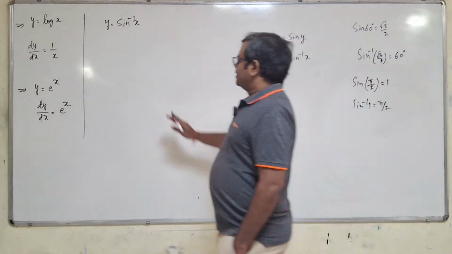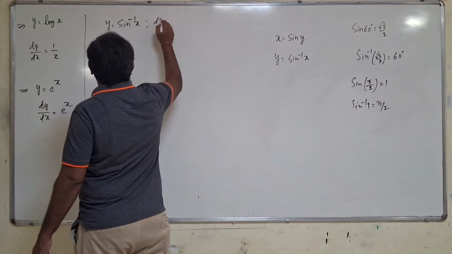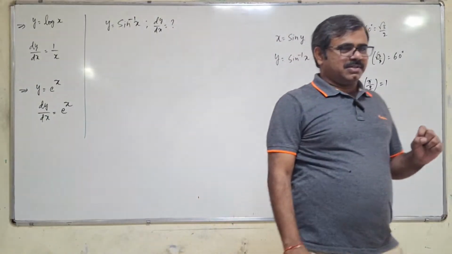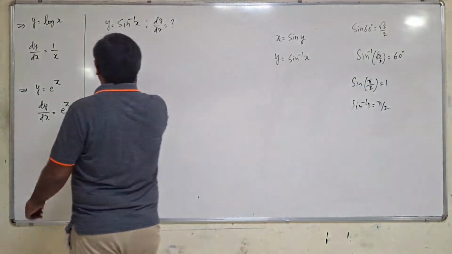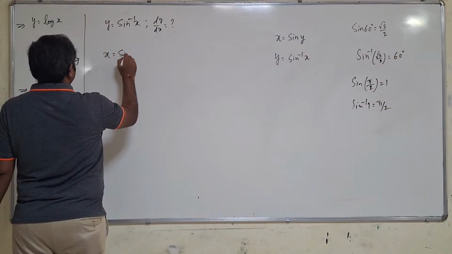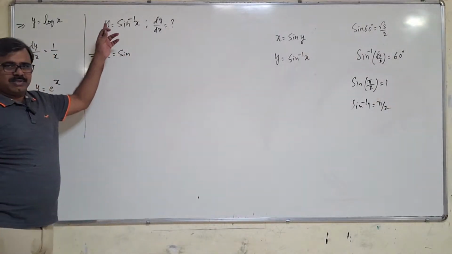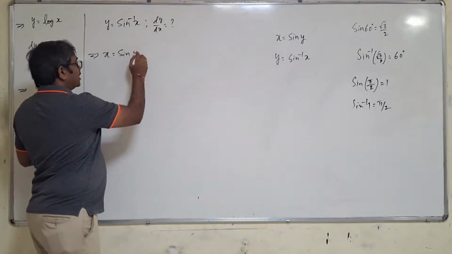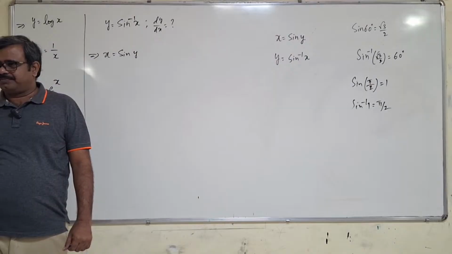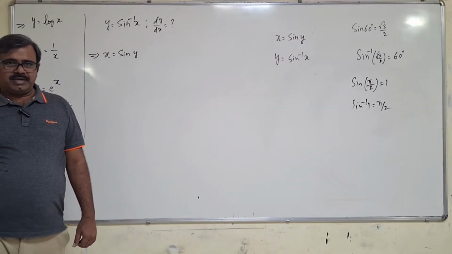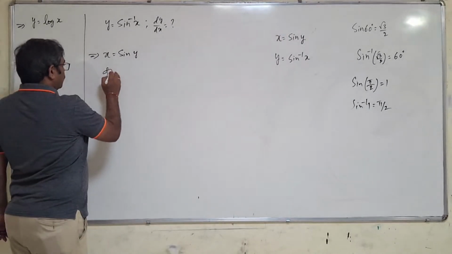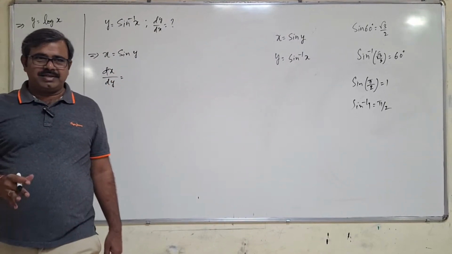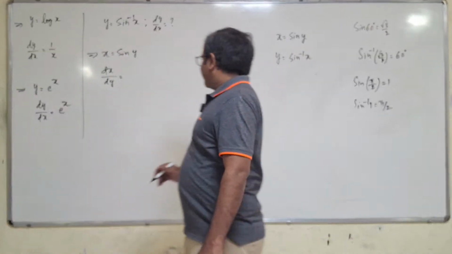So if y is equal to sine inverse of x, what is dy by dx equal to? Let's find out. It's very easy to find out. If y is equal to sine inverse of x, it means x is equal to sine y. So y is the angle here, not x. What is dx by dy equal to when x is equal to sine y?